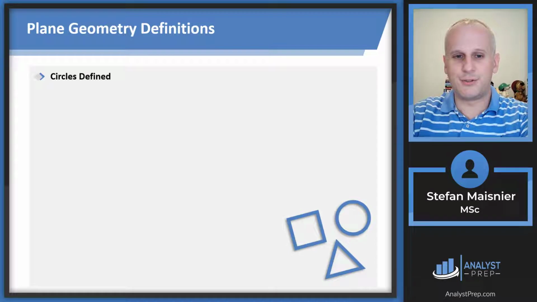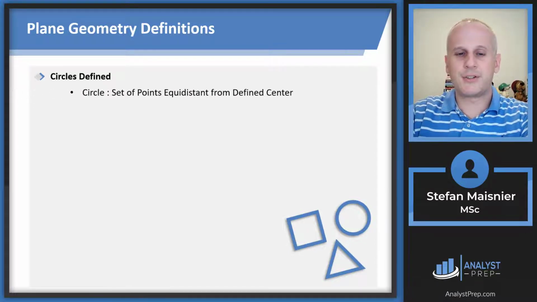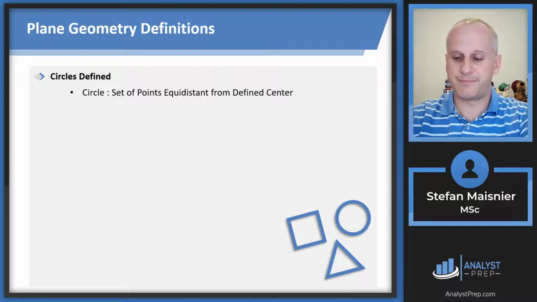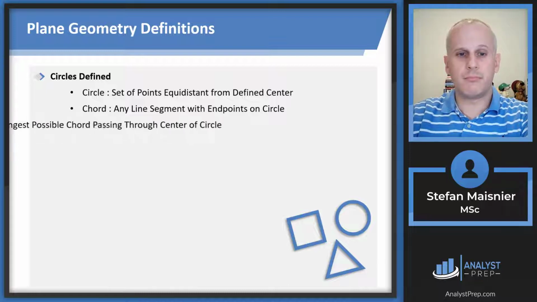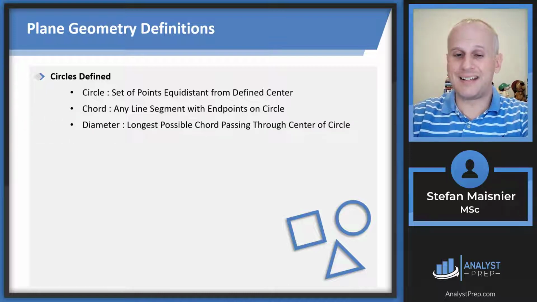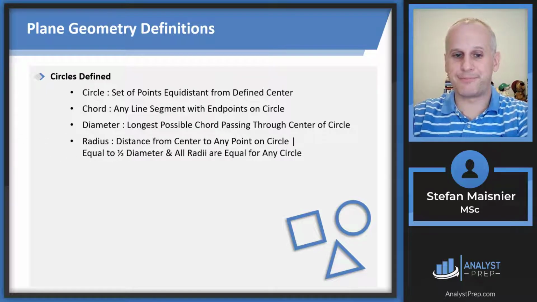So then we move on to circles, and circles are just a set of points equidistant from a defined center. And a chord is any line segment with endpoints on a circle. Now, your diameter is technically your longest possible chord that passes through the center of your circle. So it's one of those scenarios where all diameters are chords, but not all chords are diameters.